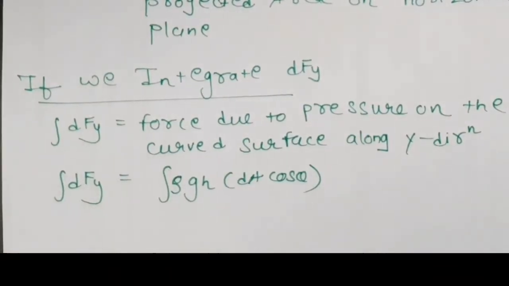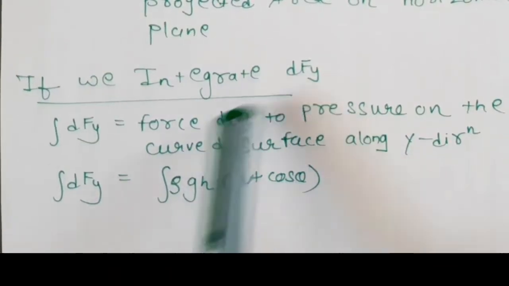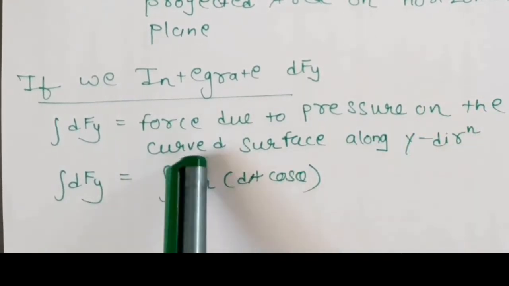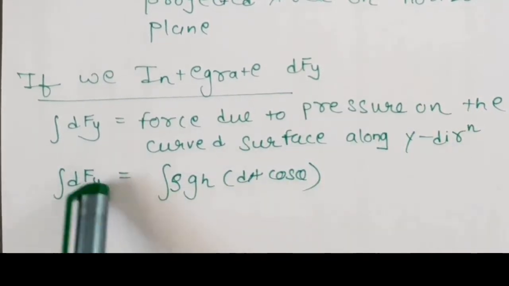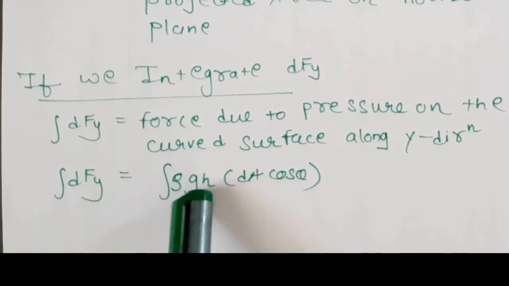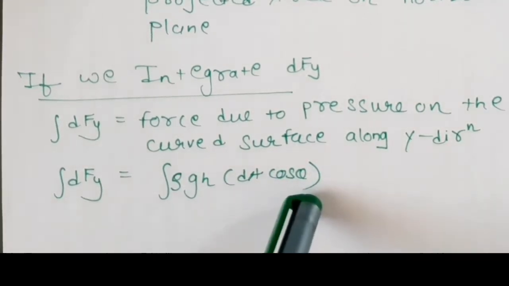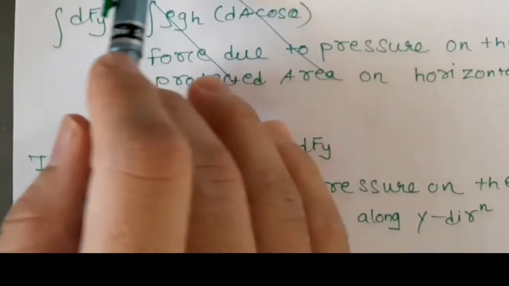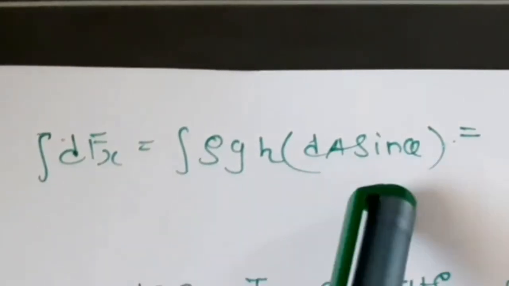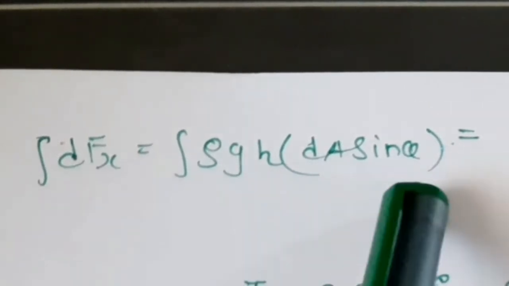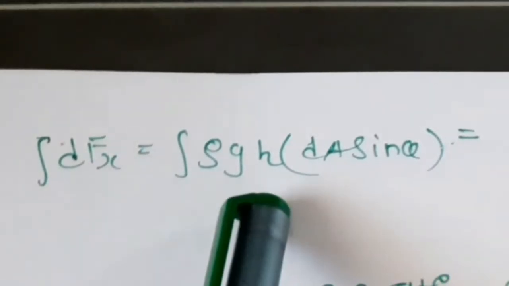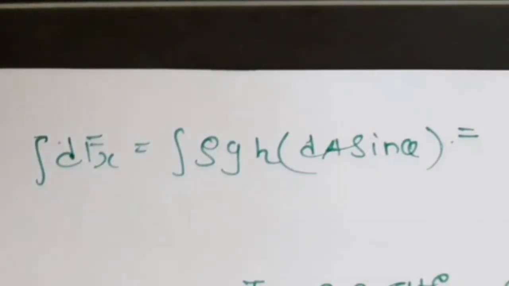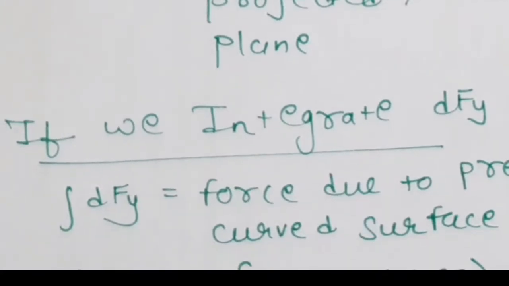Okay, so now if we integrate dFy, that is, the integration of dFy is nothing but the force due to pressure on the curved surface along the y direction. So the integration of dFy will be the integration of rho g h into dA cos theta. Now the value of this integration of rho g h into dA cos theta and of rho g h into dA sin theta will be understood when we solve the sum. I will show how to calculate this Fx and this Fy.